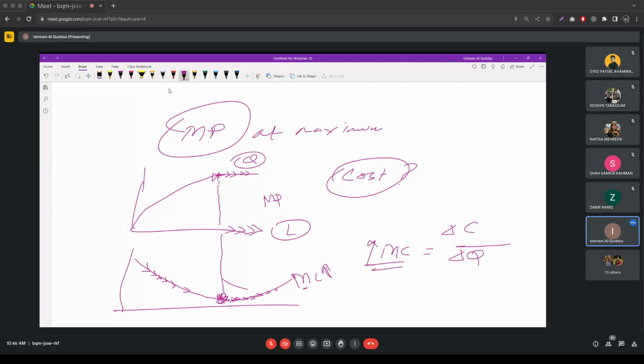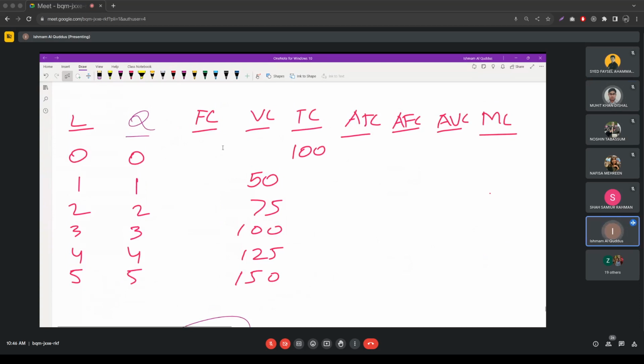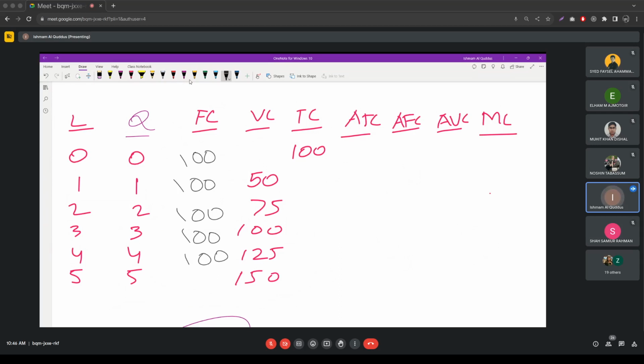Did you understand this? Yes, sir. All right. So guys, tell me this, what would be the fixed cost here? What's the fixed cost? 100. 100. Very good. It's 100, right? So it will remain 100 because in the short run, fixed expense remains unchanged.